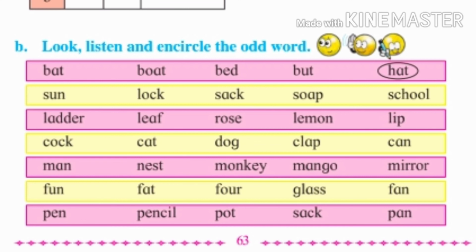Now we come towards the last column. Some words are given there. We can read them. Pen, pencil, pot, sack, pan. You can see here all words start with P except sack. Sack starts with S. So sack is the odd word. So we have to circle sack. In this way we completed this topic.